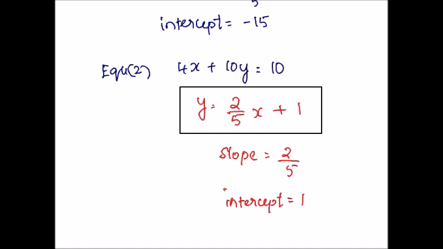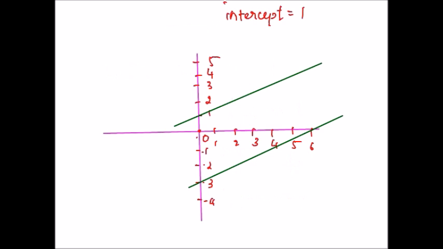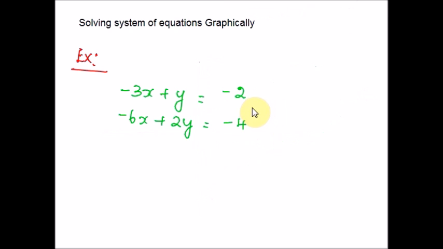Let's graph these two lines on a graph sheet. They both have the same slope and these two are parallel lines. So the answer is no solution because these two lines do not intersect at all. Hope this makes sense to you so far. I'd like to give you one more example where there are infinite solutions. Both the lines are one and the same. Here is an example. You can do it in the same way.